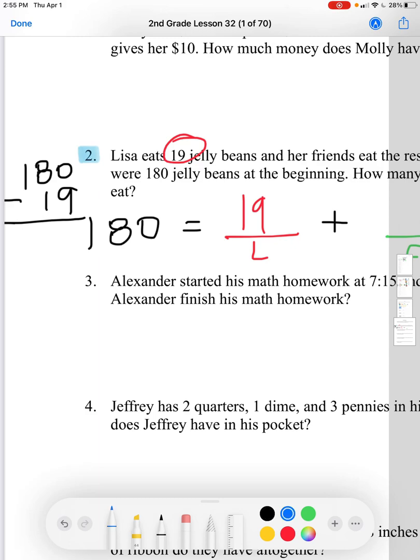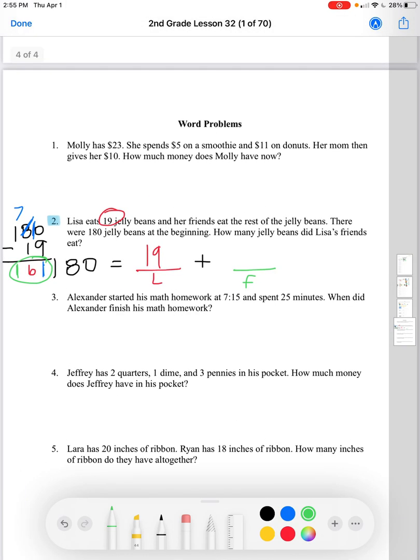In the ones place we have 0 minus 9. Since you can't do that, we're going to regroup. 10 minus 9 equals 1. 7 minus 1 equals 6. And then 1 minus nothing is just 1. So the answer is 161. Lisa's friends ate 161 jelly beans.